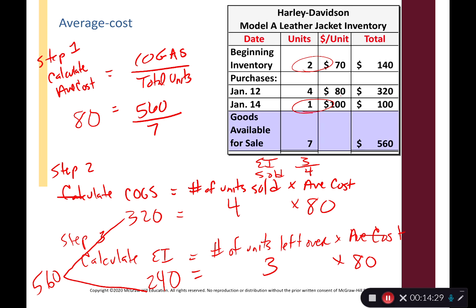It only makes sense to use specific identification when we have high value items that are low volume, like jewelry, houses, etc. Cars would be another example, because that's the only time it really makes sense to track each individual unit that you sell, which is what's required in order to do specific identification.